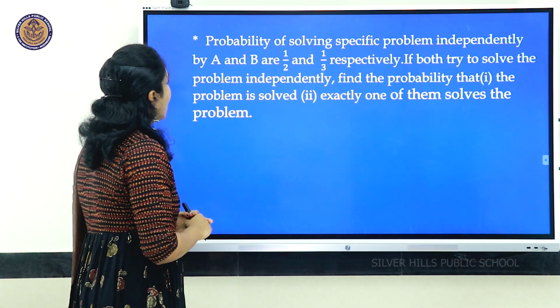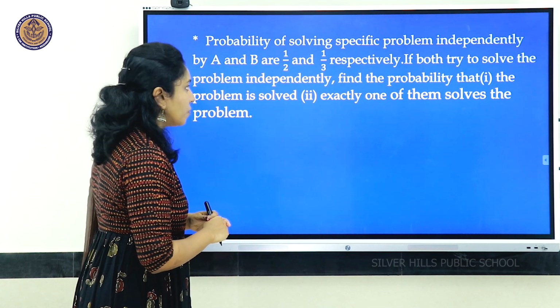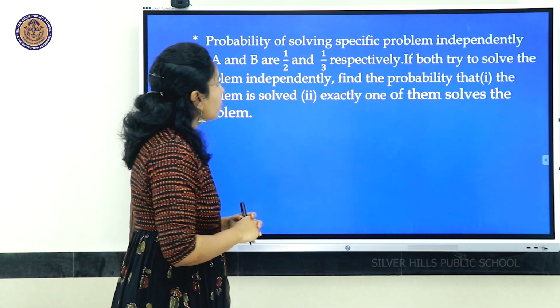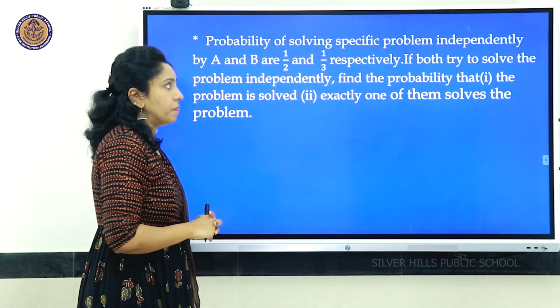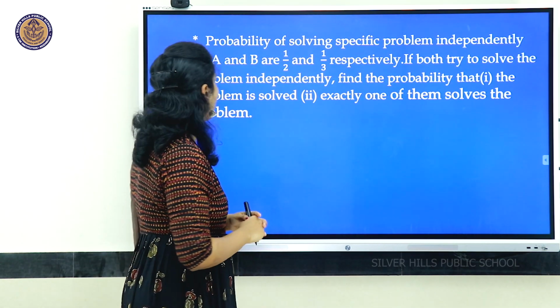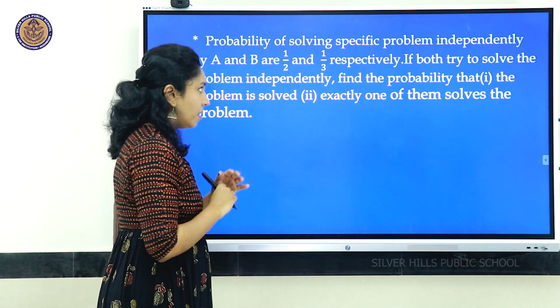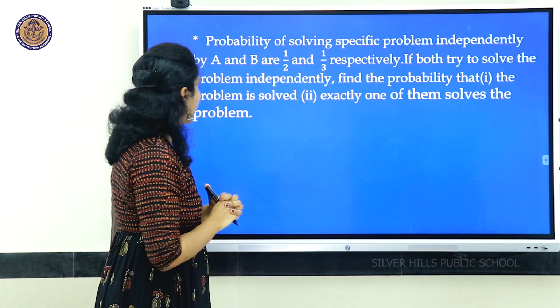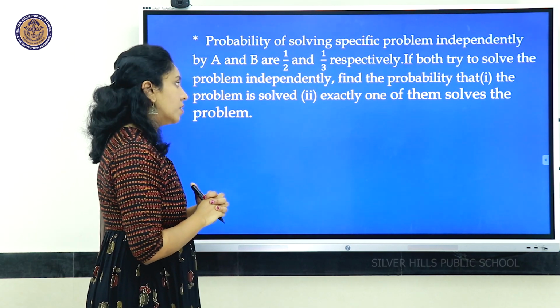Next question. The probability of solving a specific problem independently by A and B are 1 by 2 and 1 by 3 respectively. If both try to solve the problem independently, find the probability that the problem is solved.